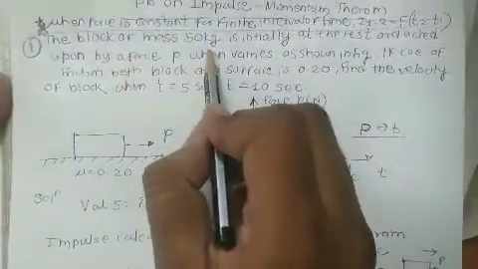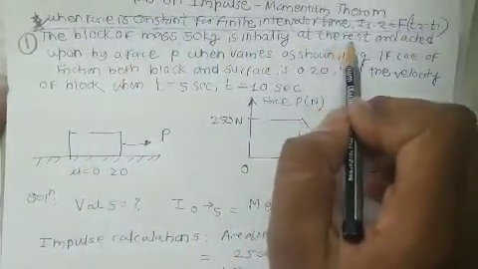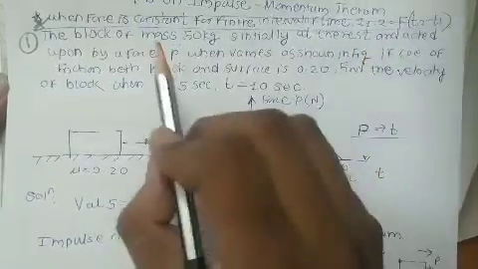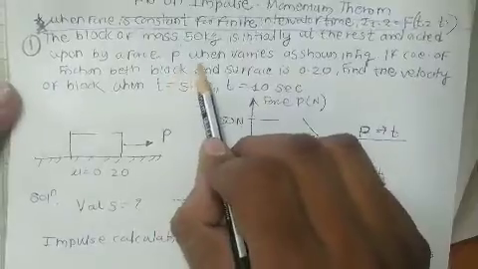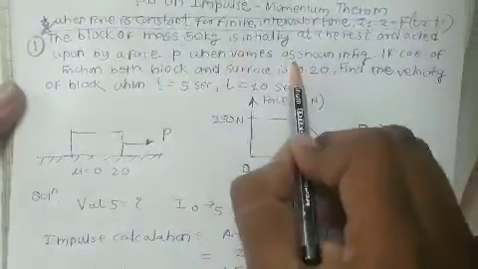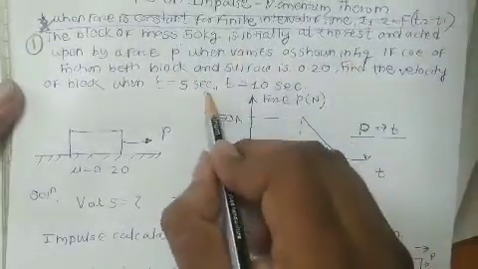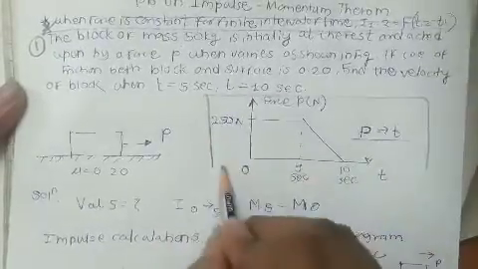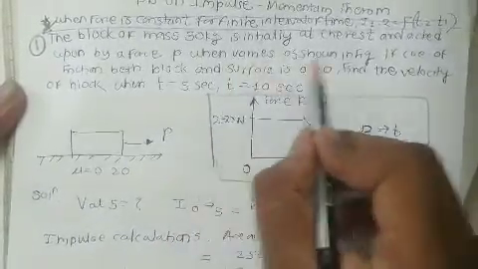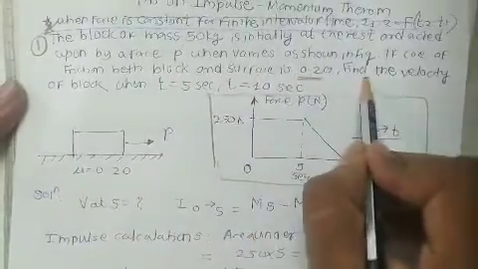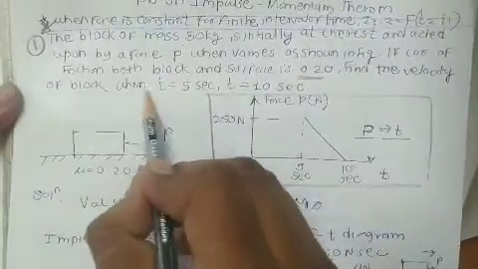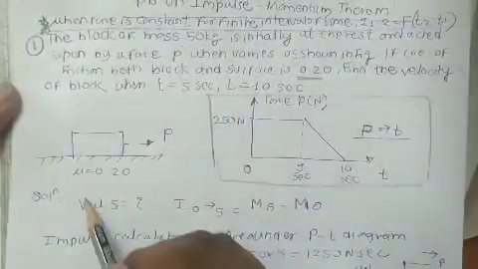The block of mass 50 kg is initially at rest and is acted upon by force P, where P varies as shown in the figure. The force-time diagram is given. If mu between the block and the surface is 0.20, find the velocity of the block when t is equal to 5 seconds and t is equal to 10 seconds.